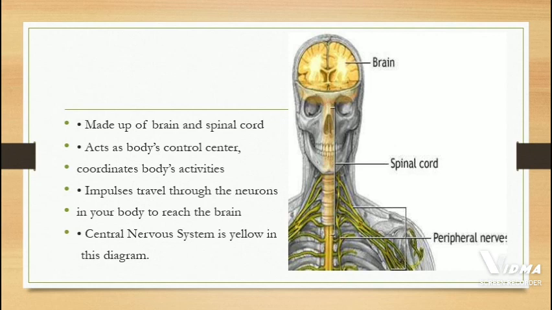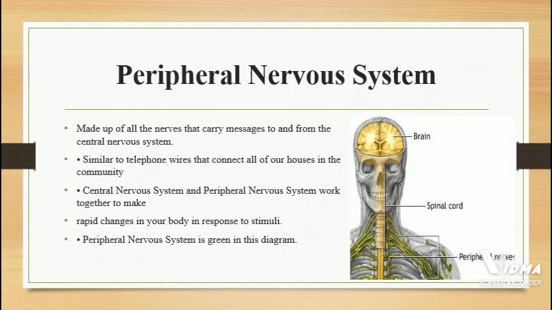So again, the next is the peripheral nervous system or PNS. It is made up of all nerves that carry messages from the central nervous system or CNS. What is its basic function? Just to transport messages from one part of the body to another part of the body. And we can also call it a structure similar to telephone wires which are connected in our home.